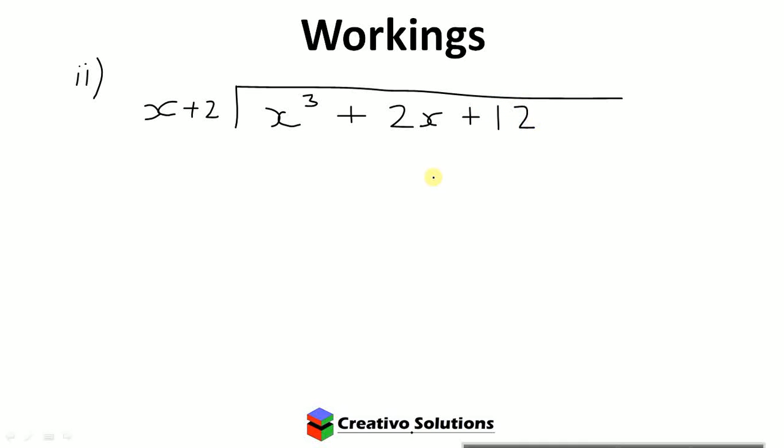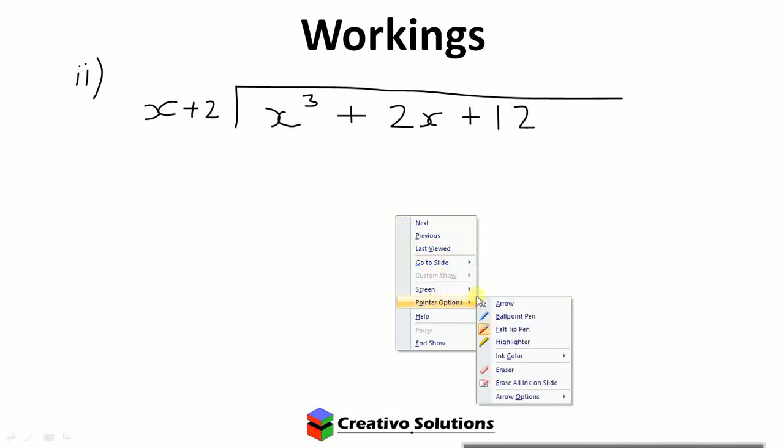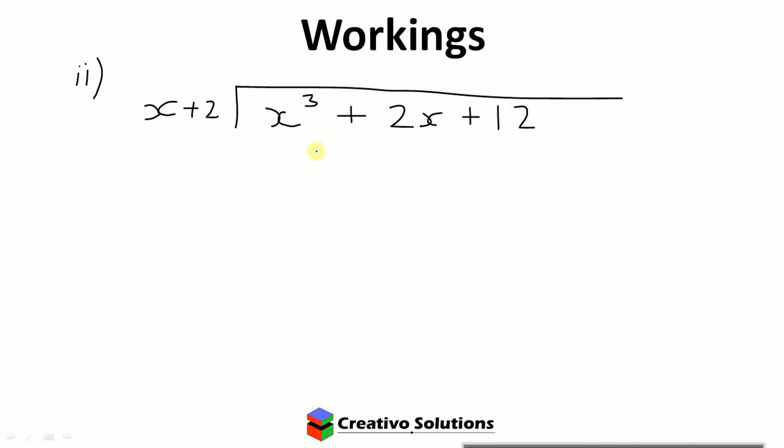Okay, so let's do the long division. I'm going to revise it if you forgot from last week. This is what you do. How many times does x go into x to the 3? X squared times. Do you agree? Okay, so I've divided. Second step, multiply. X squared times x, x to the 3. X squared times 2, 2x squared.